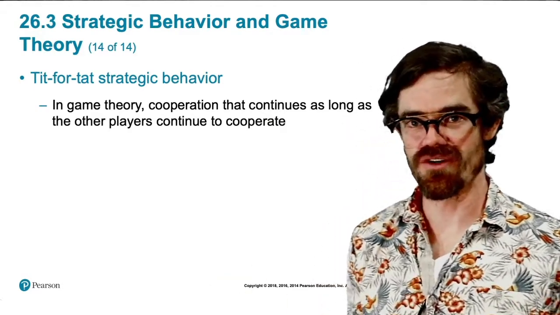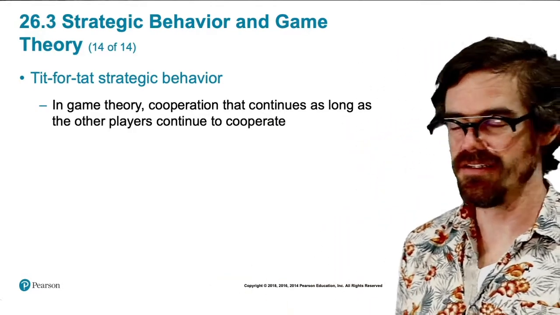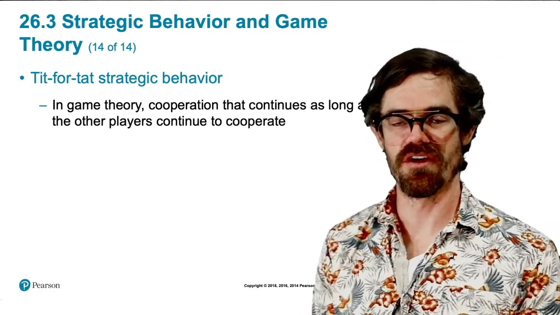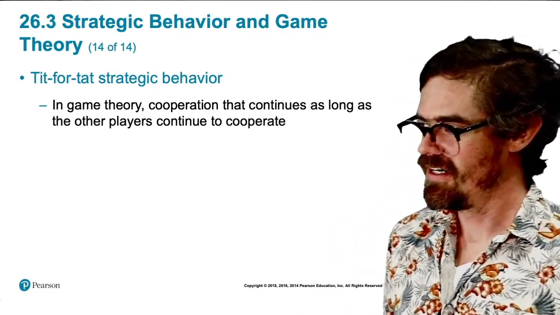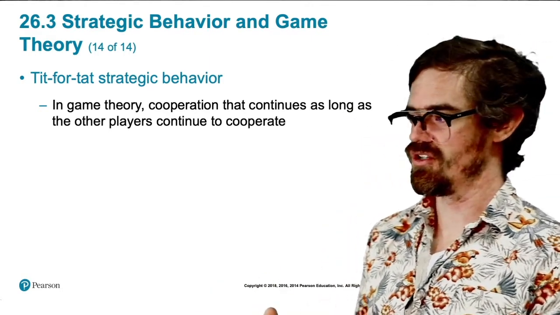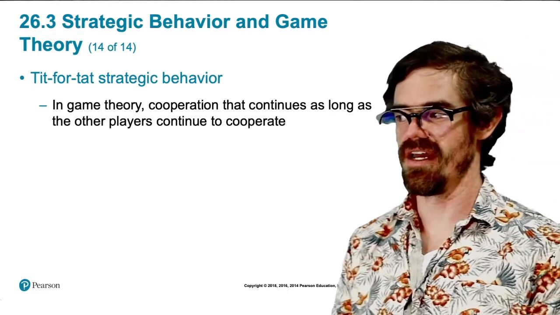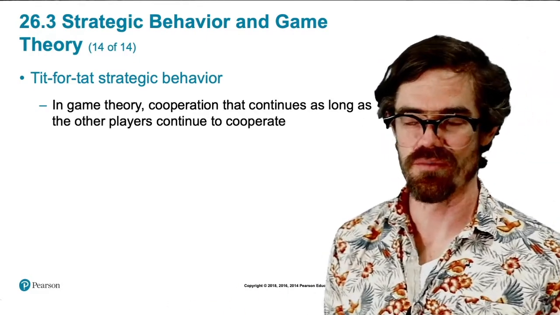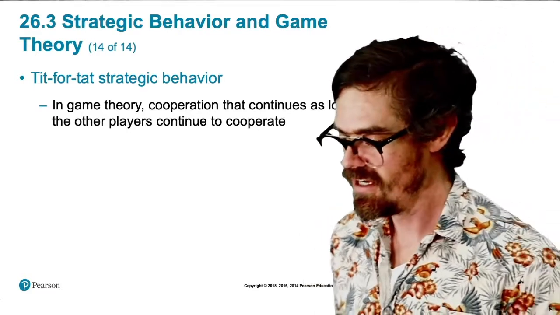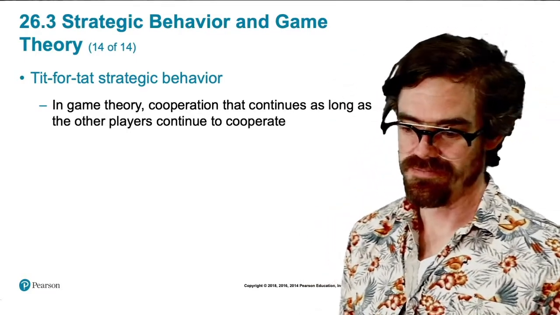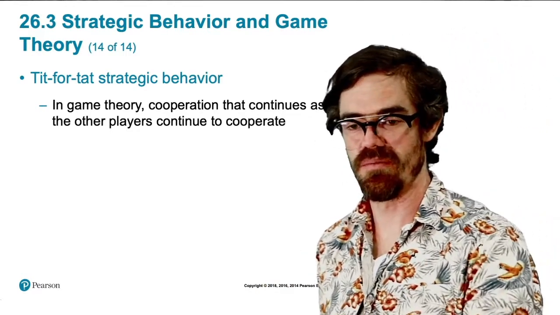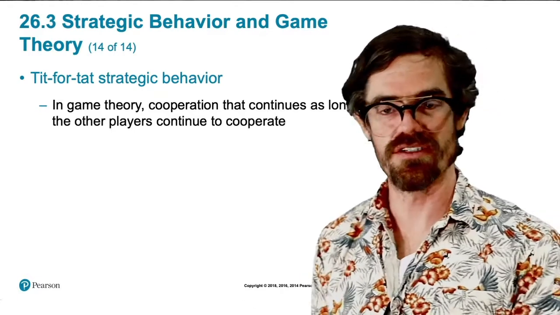And so when these games are repeated, when they are played repeatedly, there's an opportunity for something called a tit-for-tat strategy. And so this is a game theory strategy in which there's cooperation that continues as long as the other players continue to cooperate. So you may have even engaged in tit-for-tat strategy yourself, where it's like, yeah, I'll let you borrow my video game if you let me borrow mine. I'm sorry, if you let me borrow one of yours, and then we return it at some point, right?